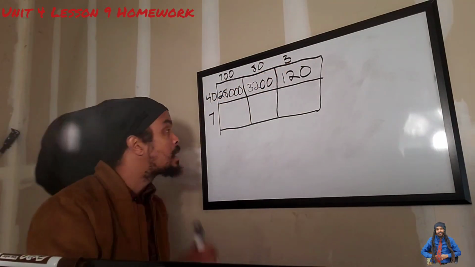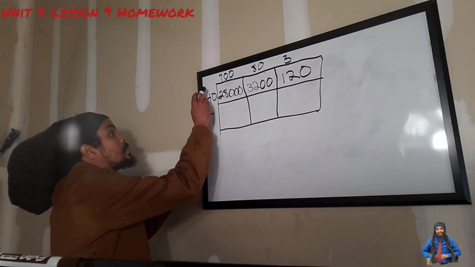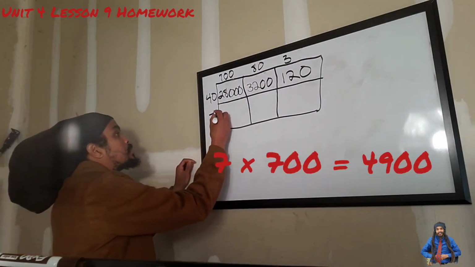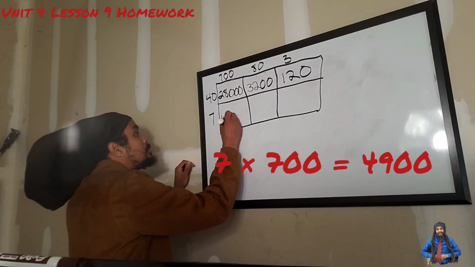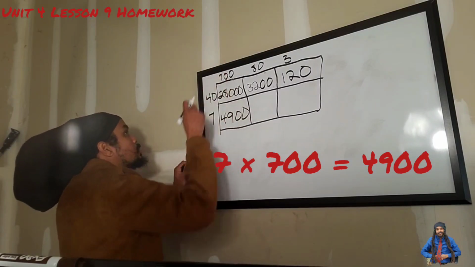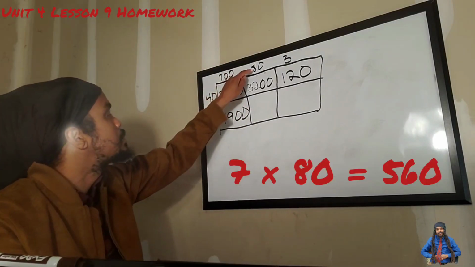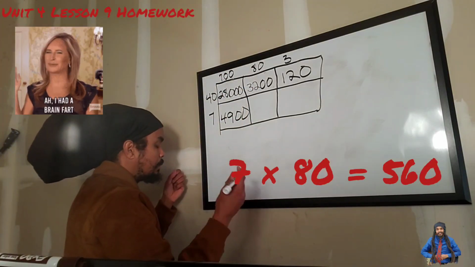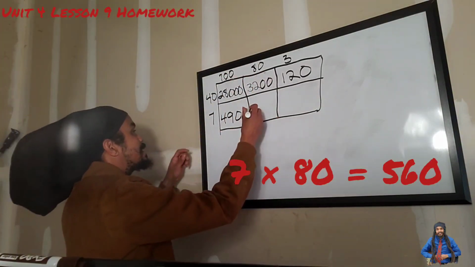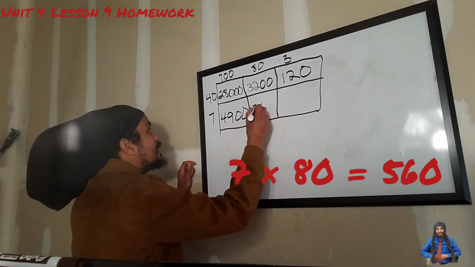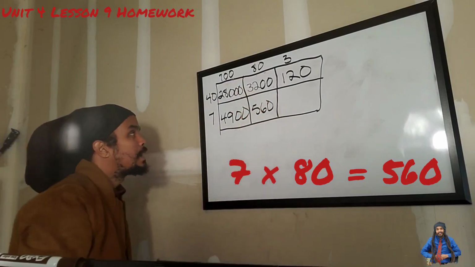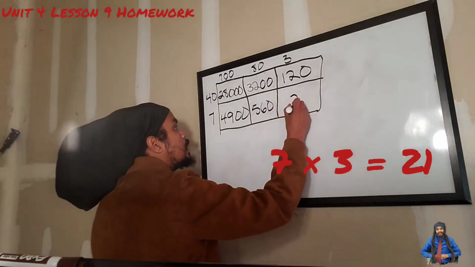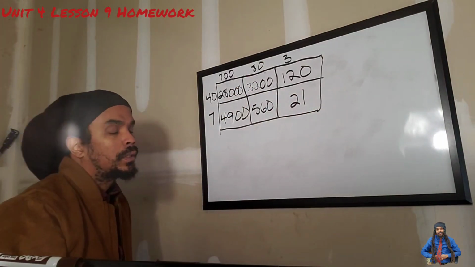Now, let's do this bottom row. The bottom row is going to be 7 times this top row. So 7 times 700. 7 times 7 is 49. Add 2 zeros from the 700. 7 times 80 is, 7 times 8 is 56 plus the 0. So we got 560. Now we got 7 times 3. It's 21.